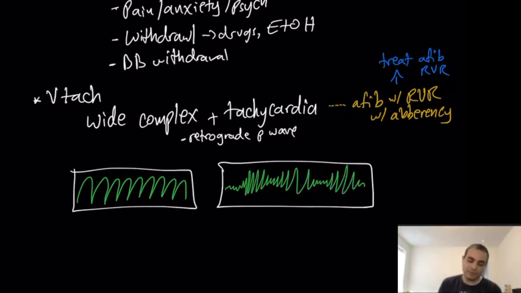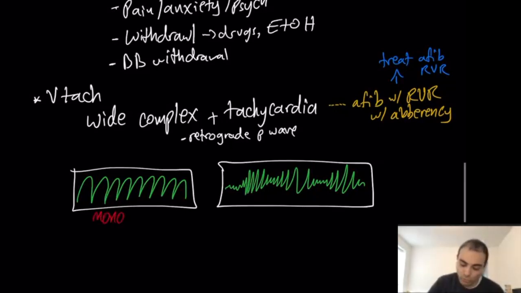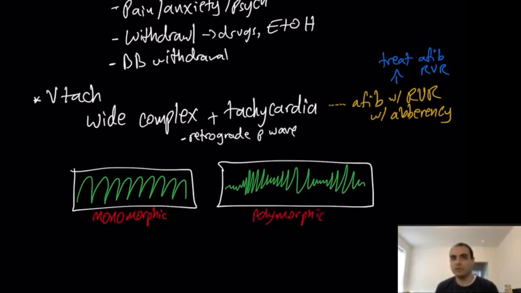So what's the difference? What do you call this one? What do you call that one? Monomorphic and polymorphic ventricular tachycardia. Exactly. So monomorphic and then polymorphic. Okay, why do I care? Because of the underlying cause? No. You care because of the way you treat either of them.